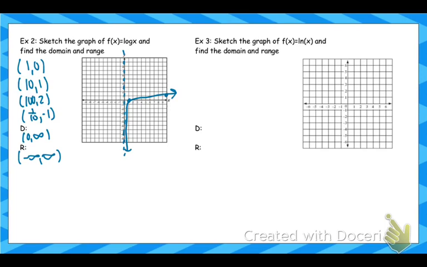All right, natural log of x, again, it's going to have the same types of points. (1, 0), (base, 1), but the base this time is e, which is about 2.7. Base squared, which would be e squared, which is about 7.3. And then 1 over e, which is going to be a little tiny fraction. So we'll go ahead and plot those points. We still have the vertical asymptote.